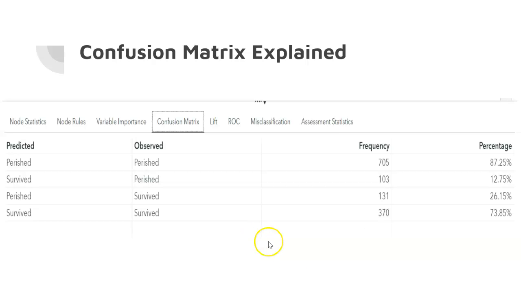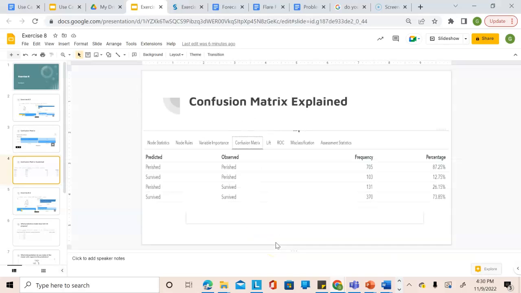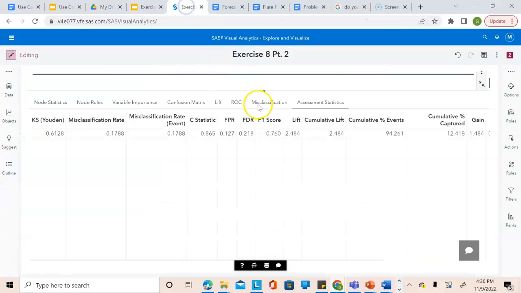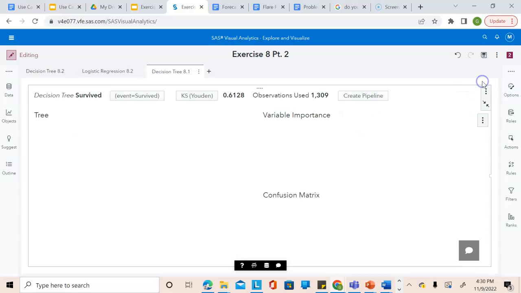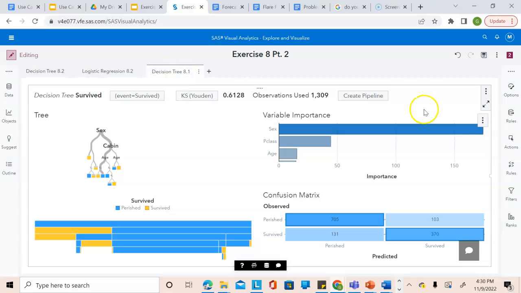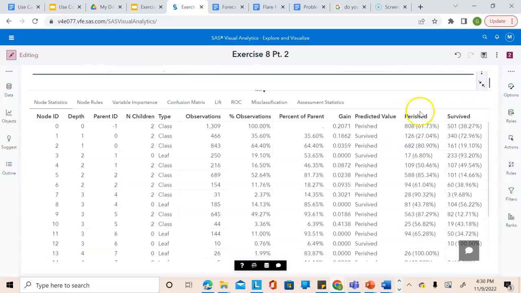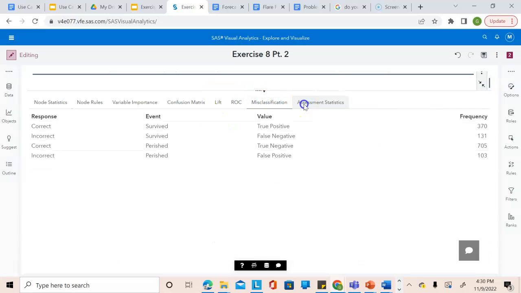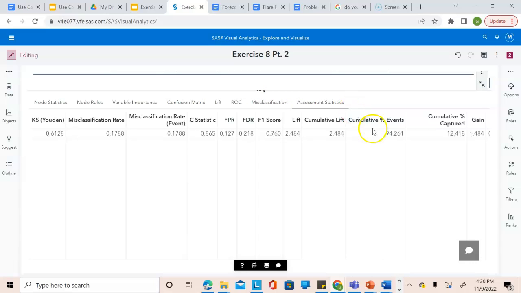And then we were asked to calculate the precision, specificity, sensitivity, accuracy, and F1 score of the decision tree. So we're actually going to go into SAS Viya to do this. So here we have the information. Let me make sure that it's correct. Yes, 8.1. So we're going to maximize the view and look at these different items. So first, let's go to the assessment statistics, and we'll see the F1 score is 0.760.